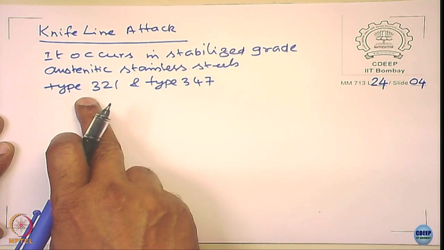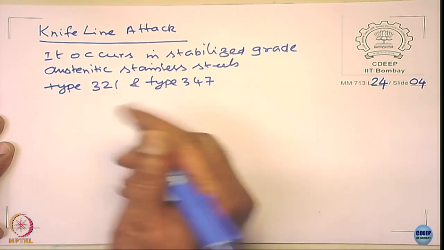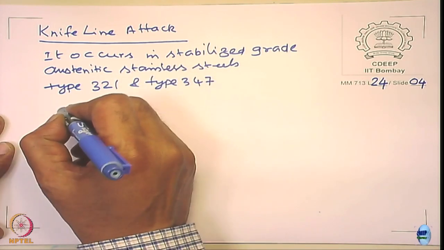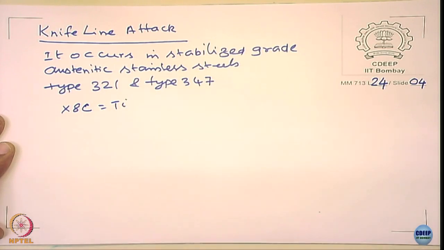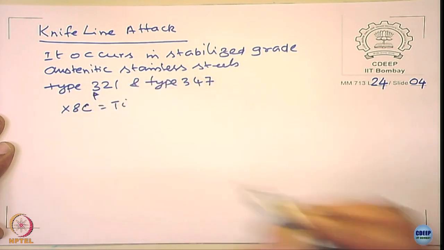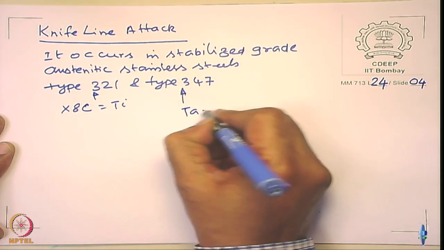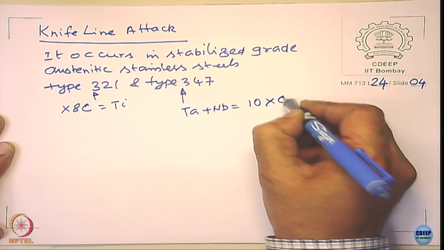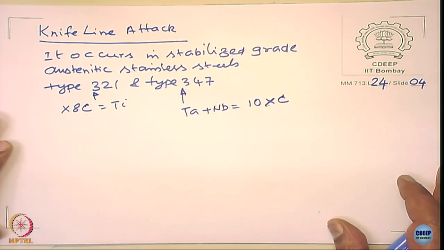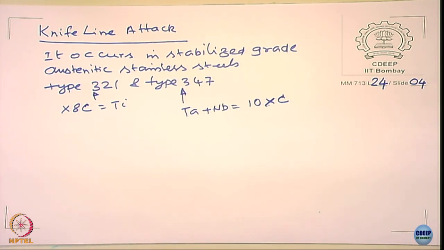And in type 3-1, it is titanium containing, right? How much titanium do you normally add? Anybody remember? It is about 8 times the carbon content. In type 3-4-7, tantalum plus niobium added together is equal to 10 times the carbon content. So, you can have 0.08 weight percent carbon, and accordingly you can add titanium. You all know that the titanium combines with carbon, and no free carbon is available. When you weld it, there is no sensitization.